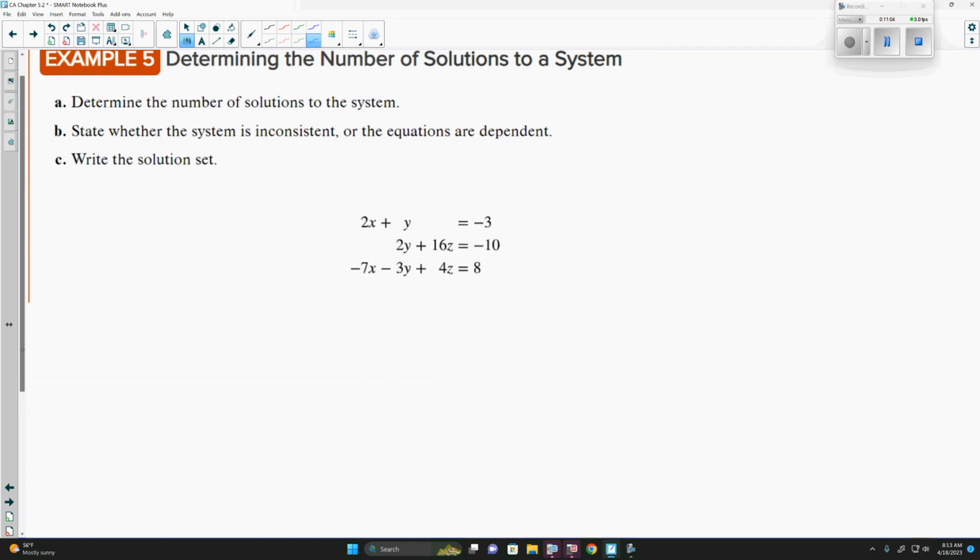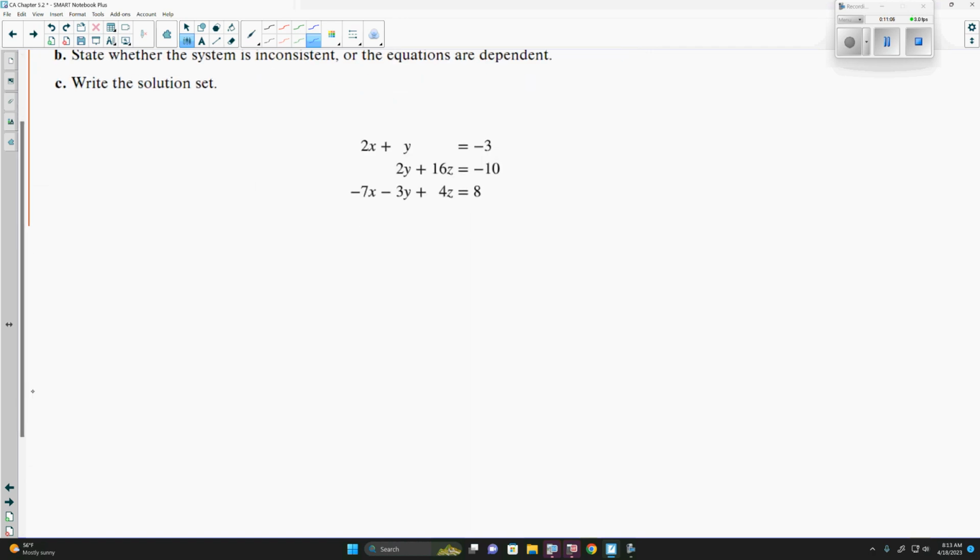And what we do to get that is we kind of pick a variable, and here we're going to pick, say, y. And what I'm going to do with the first equation is get y by itself. So we have 2x plus y is equal to -3. I can subtract 2x from both sides, telling us y is equal to -2x minus 3.